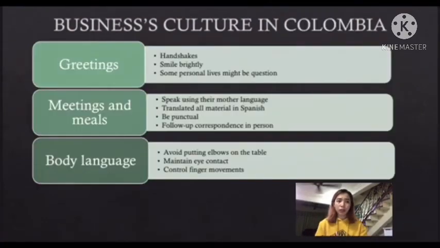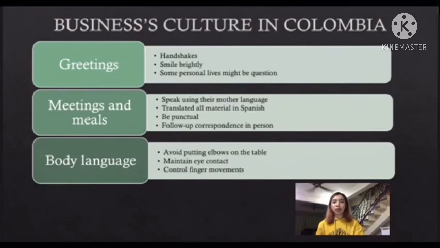Don't be shocked if your personal life is questioned by Colombians, because they might ask about personal life matters such as marital status and family out of curiosity, so be prepared. The last one is the business meeting in Colombia.